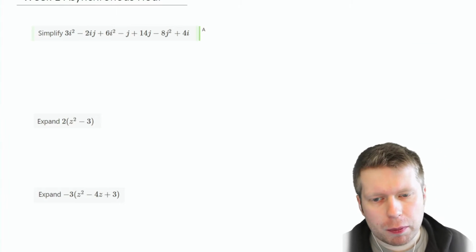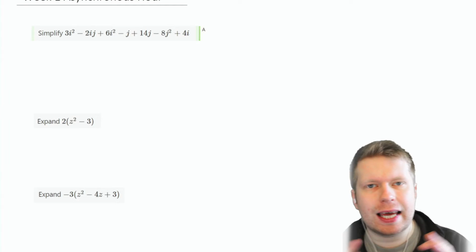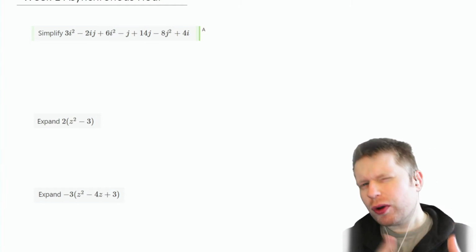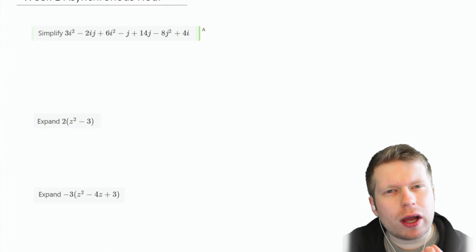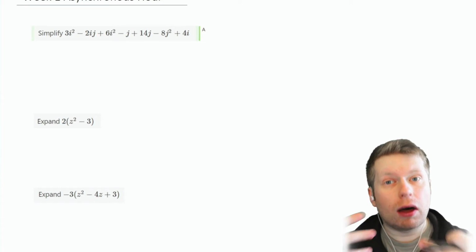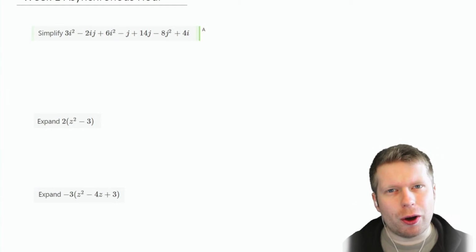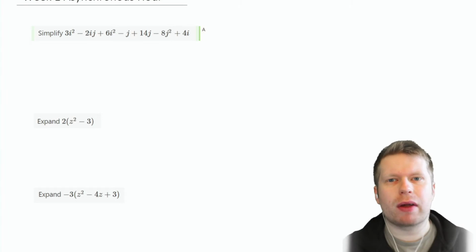The first question which came up on my screen was to simplify this big long expression involving i's and j's. Now, the trick here was to realise that we are looking for terms which are alike. In fact, we call them like terms. Now, what is a like term? Well, like terms are terms that have the same variables in.